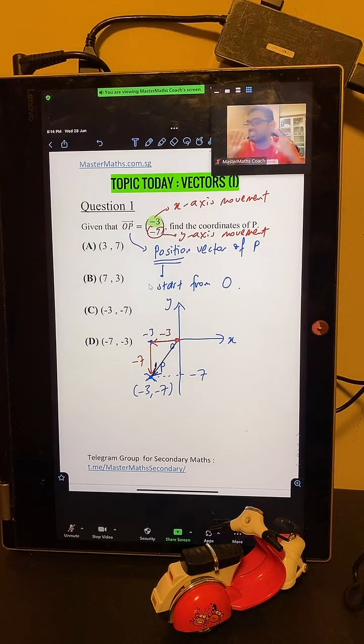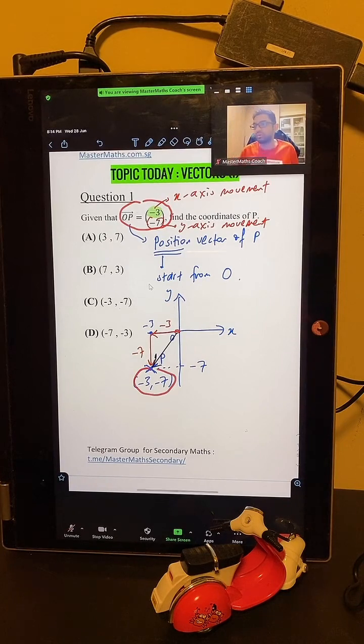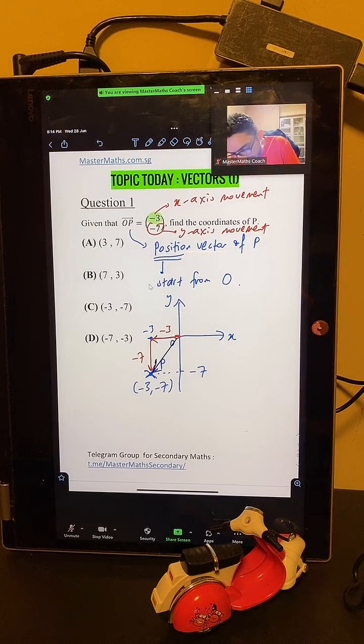Basically, all this question is teaching us is this. The position vector of a point is exactly equal to the coordinates of that point. So if the position vector is negative 3 and negative 7, the point is literally just negative 3, negative 7. Full stop. So the answer for this question, guys, I give you all some time. Revise your answer. Is it A? Is it B? Is it C? Is it D? Which one is it? Let me know, please. What is the coordinates of P?